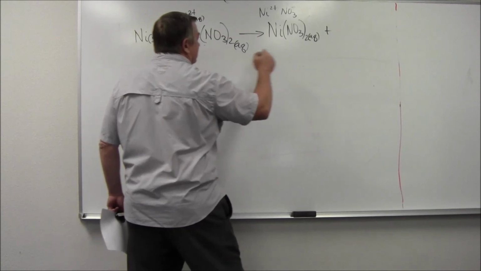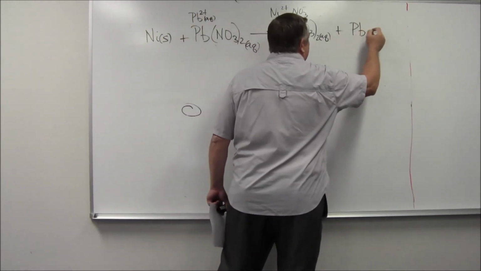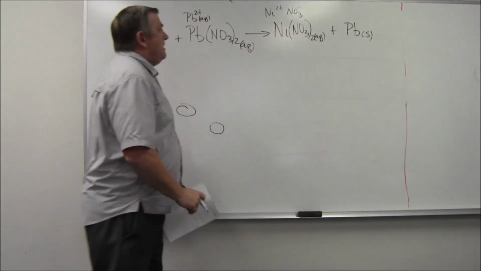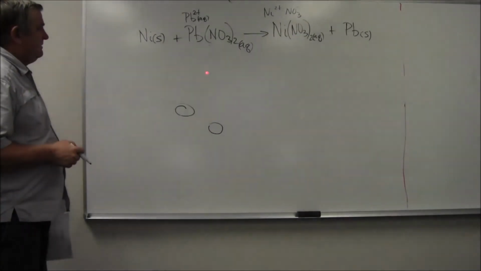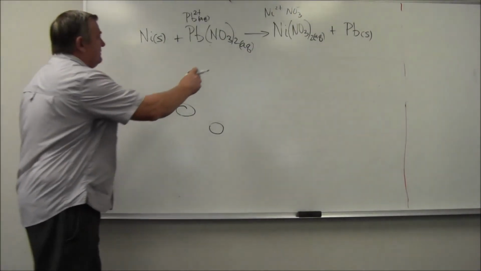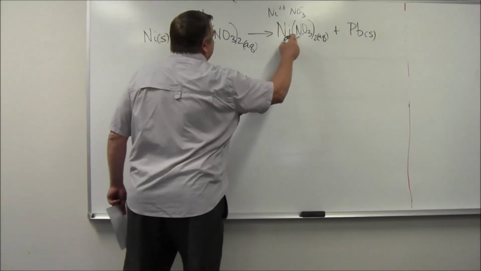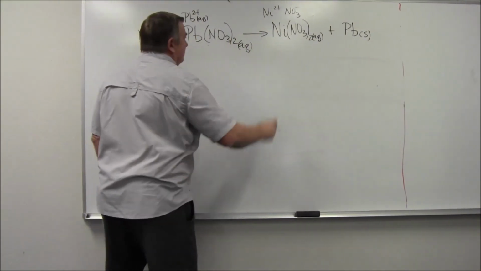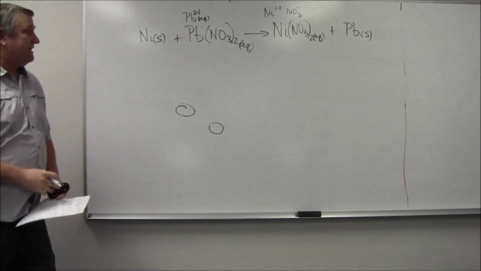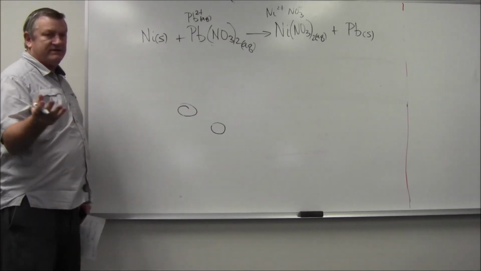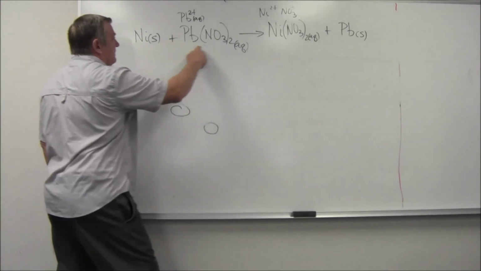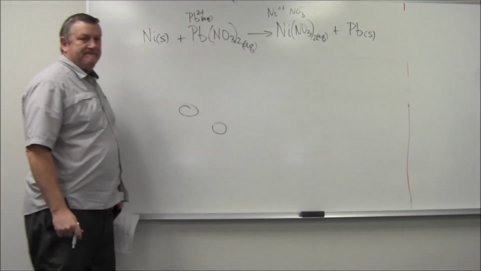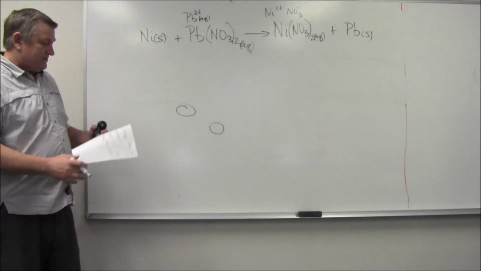And then the lead's going to come out as a neutral metal. And it should be balanced. 2 nitrates, 2 nitrates, 1 nickel, 1 nickel, 1 lead, 1 lead. So sure enough, we did have a reaction. We completed the redox reaction, single displacement. And there it is, balanced. 1, 1, 1, 1. Okay, let's try another one.